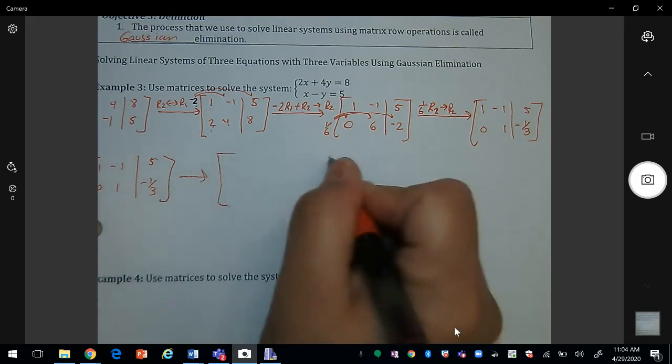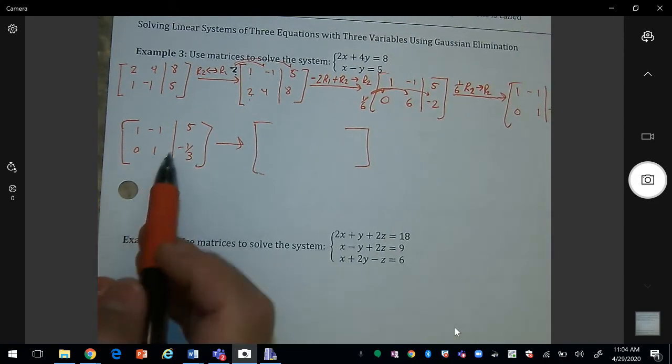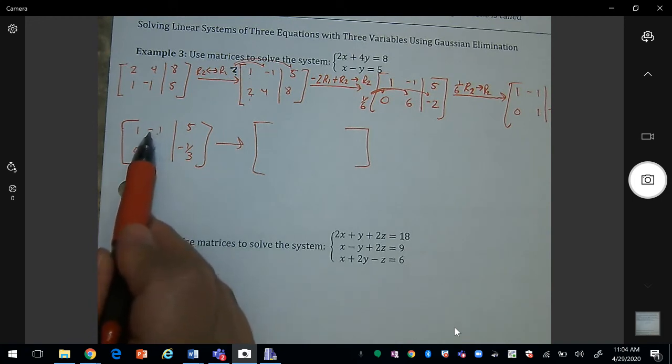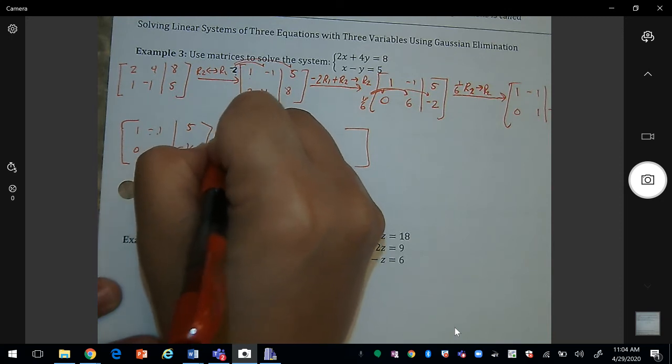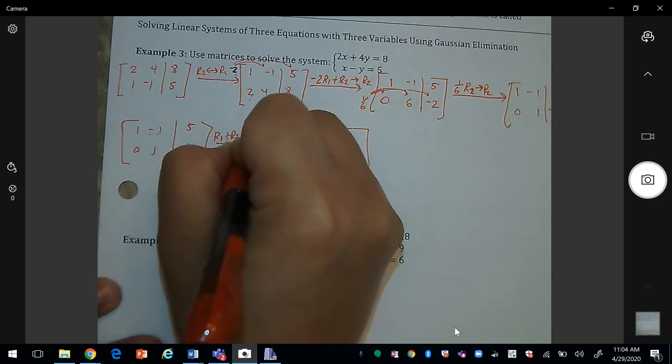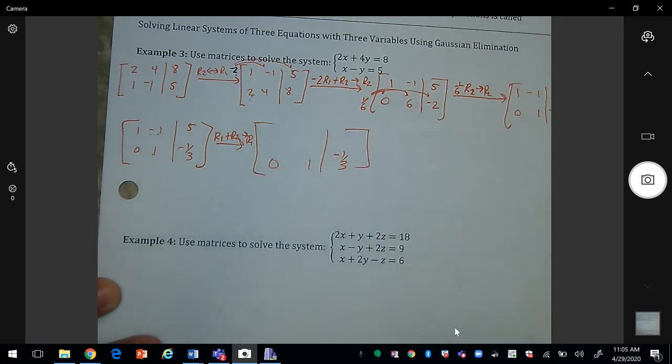So here we would have, we want to use this 1 to make that a 0. Notice that this is already negative and this is already positive. So I'm just going to add row 1 plus row 2, and I'm going to put it in row 1 because I'm trying to change row 1, so row 2 will stay the same.